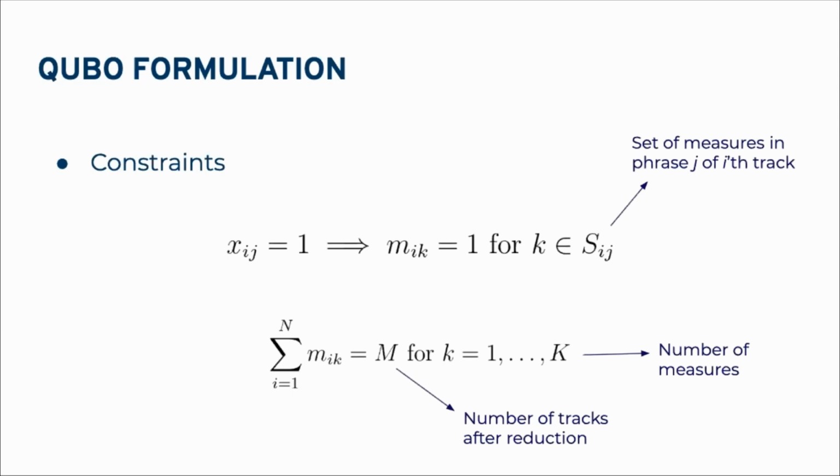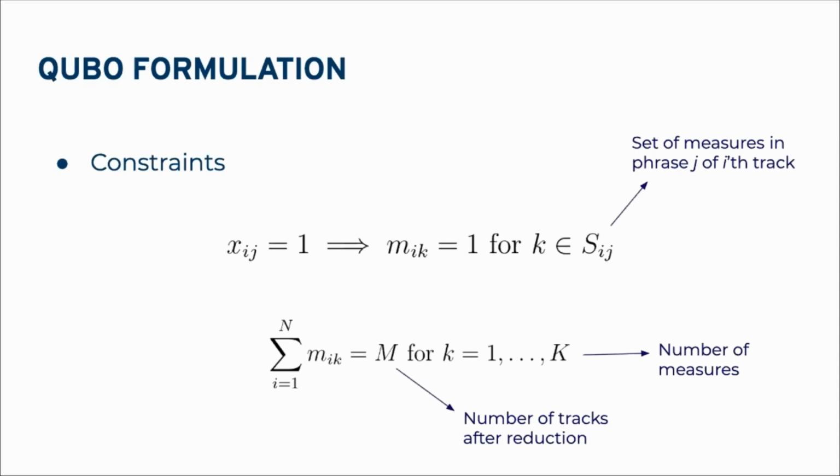So we divide the phrases according to the measures of the song, literally the measures. And if the phrase is selected, it's equal to 1, the measures inside are equal to 1 as well. And this is a hard constraint. And then we want to sum up for a certain timestamp because we don't want too much overlap. We want to reduce these things.